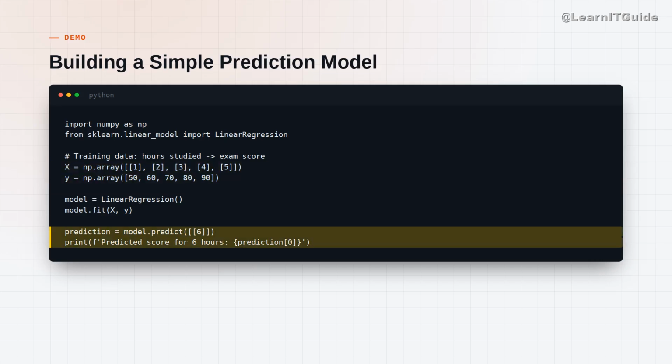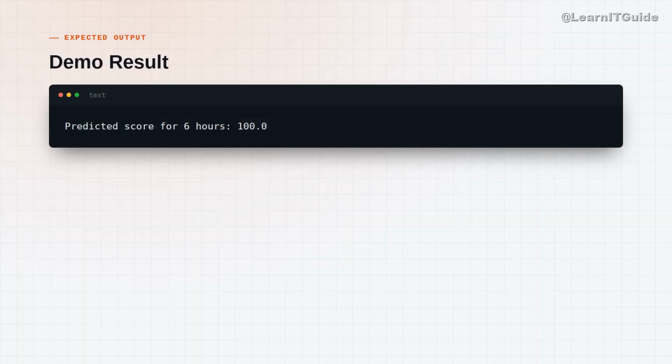Finally, on lines 11 and 12, we ask the model to predict the score for someone who studied for 6 hours. It is basic, but this is the exact same underlying logic used in far more complex systems. The model outputs 100. It correctly identified the linear trend from our previous data points. Perfect. This demonstrates that the model has successfully generalized from the input data.